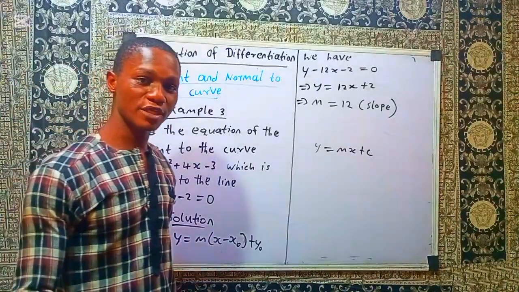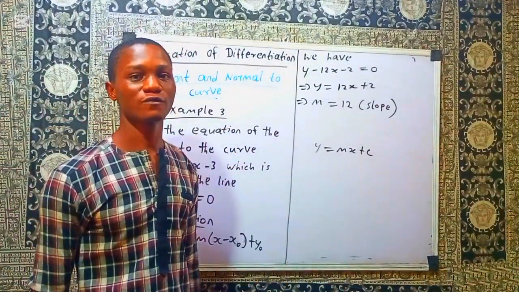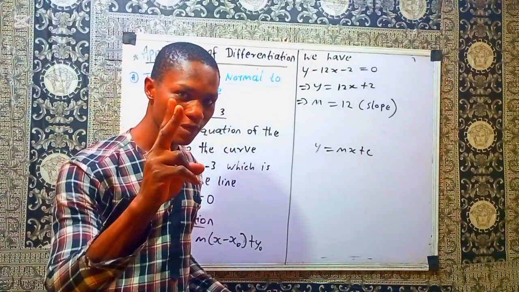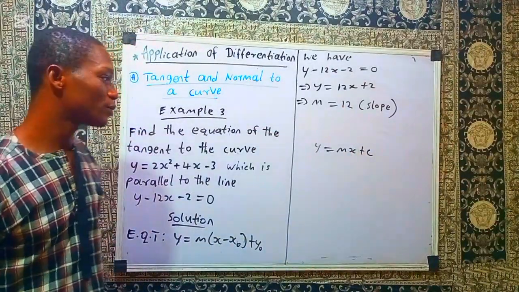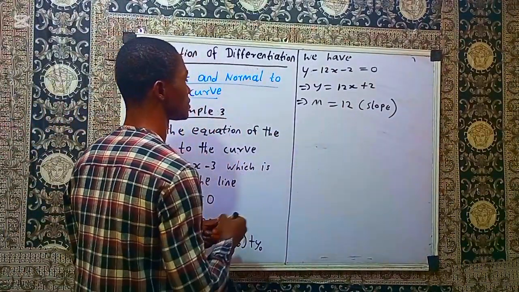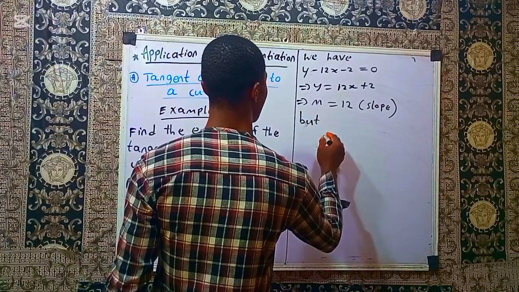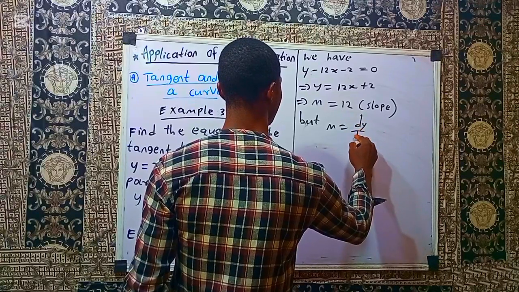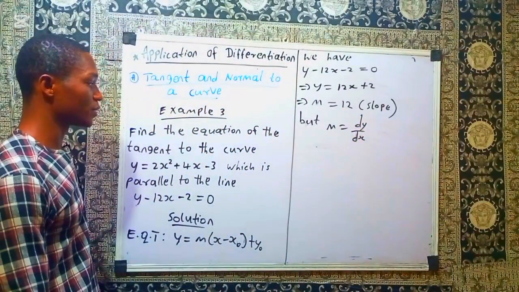So what is now remaining is what? x naught and y naught. That is the point you are finding the equation of tangent at. Before you find the equation of tangent, you must know two things: the slope and what? The point. So I have known the slope now, 12, but we don't know the point. But from the slope we can get the point. But m is equals to derivative of y with respect to x at the given point, right?